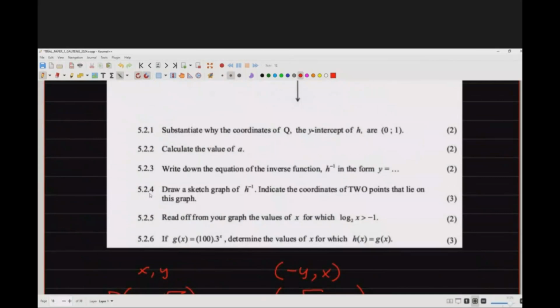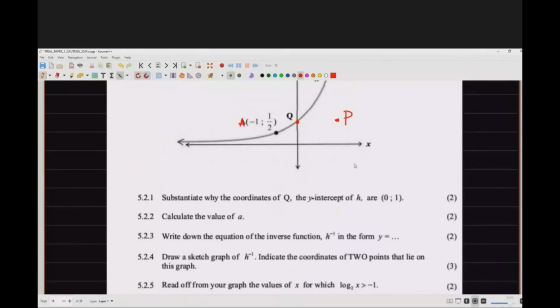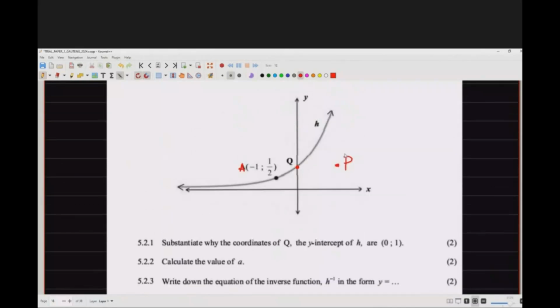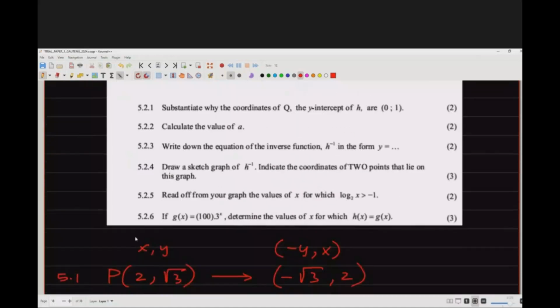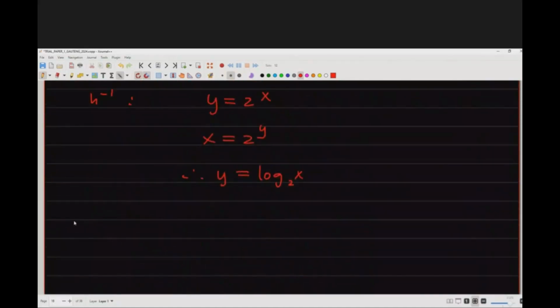So 5.2.4 wants us to draw a sketch of h inverse, indicating the coordinates of 2 points that lie on this graph. So we can use both A and Q, since they're now going to be switched around for the inverse graph.